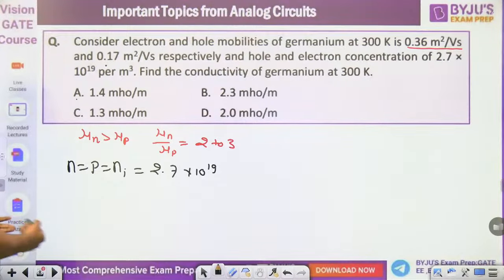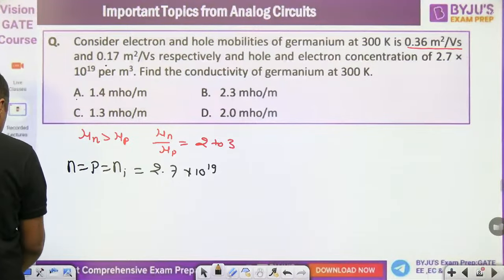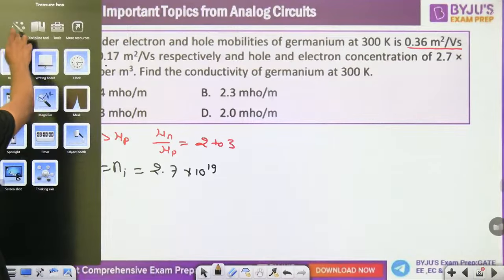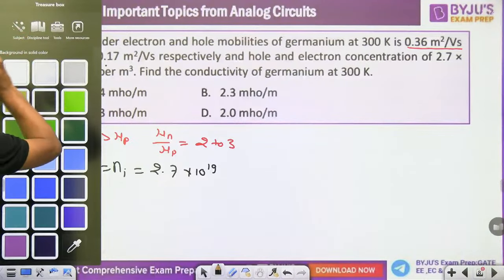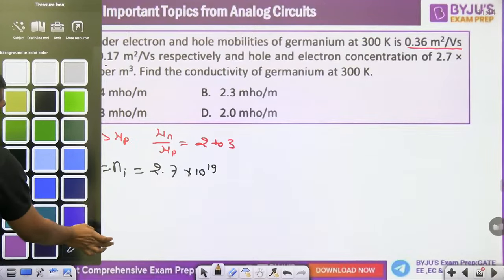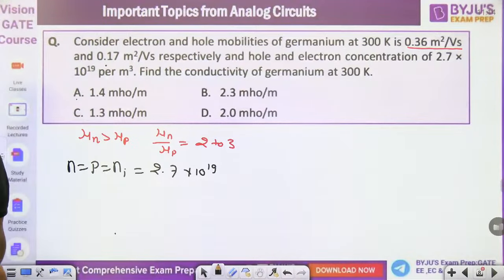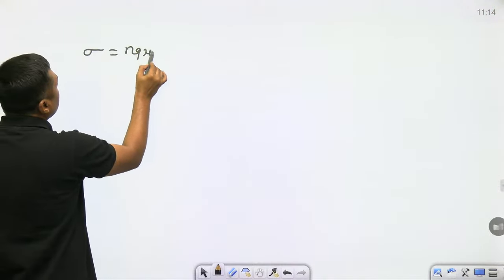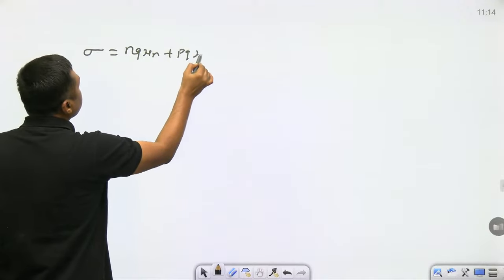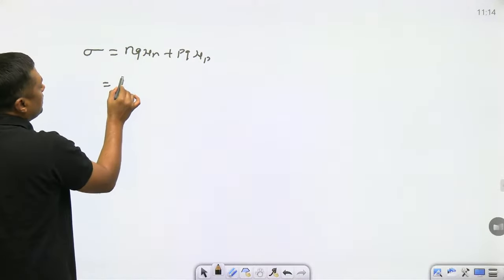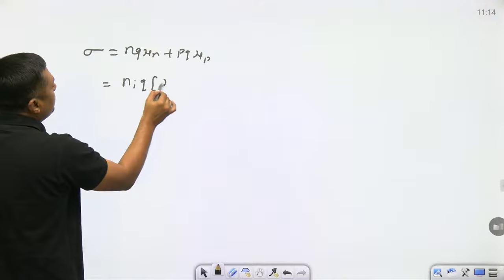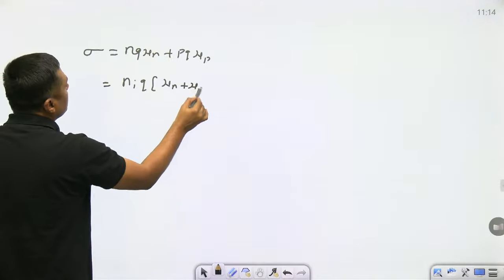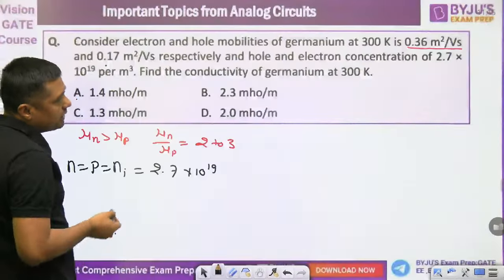So, the conductivity of germanium. Sometimes we get very easy questions like this. So what is the formula? You have to solve it, because in an interview they will check your knowledge. So prepare for this type of question also, and avoid silly mistakes. The formula is sigma equals n q mu n plus p q mu p. Since n and p are equal to ni, it is ni q into mu n plus mu p. Put the values and then get the answer.